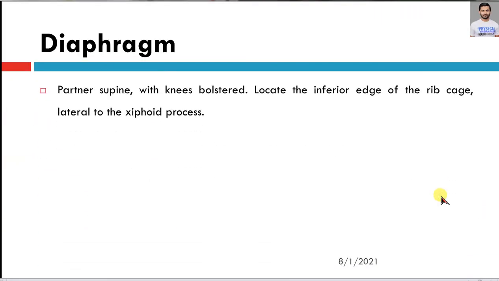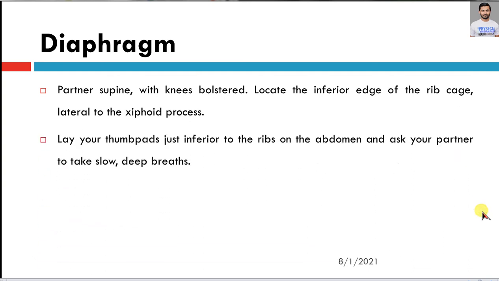The diaphragm can be palpated, but it is a deep structure in close proximity to the liver, so you need to be very gentle while trying to palpate for it. First, locate the inferior edge of the rib cage, which is lateral to the xiphoid process. Then lay your thumb pads just inferior to the ribs on the abdomen and ask your partner to take slow deep breaths.